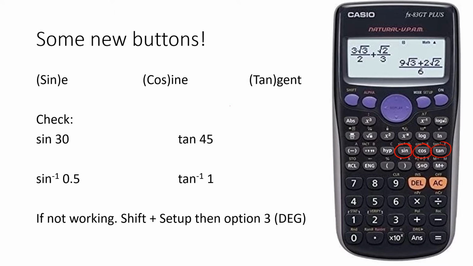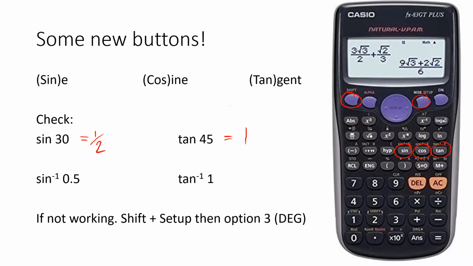If you do it right, you should get a half or 0.5. If you stick in tan 45, you should get 1. If you don't get that, then you need to follow these instructions. Press shift, press setup, so that's these two buttons here. And then you need to select option 3, which will say deg. What that does is it changes your calculator to be working out angles in degrees, as opposed to some other weird exotic ways angles can be done in A level.